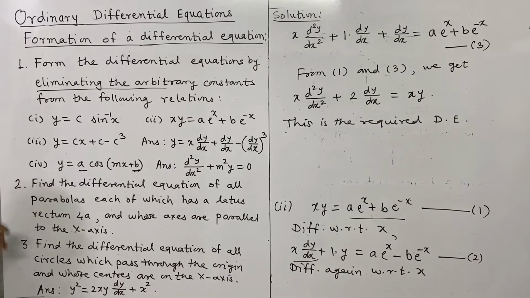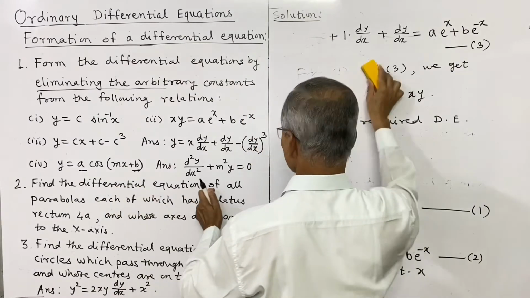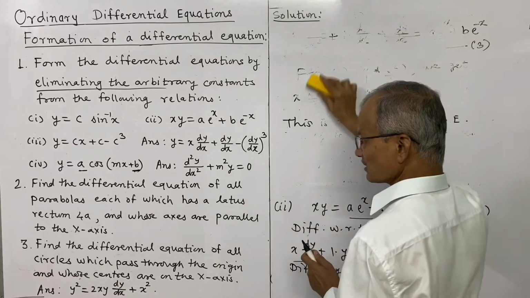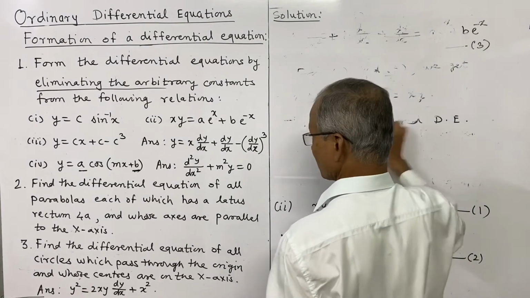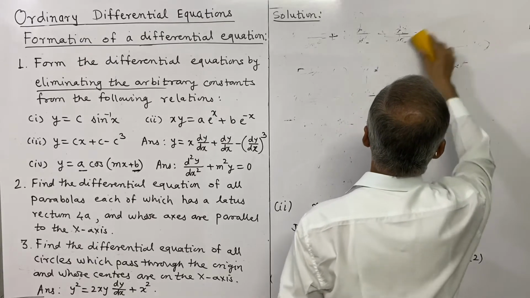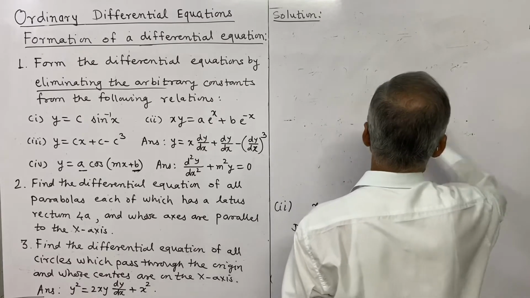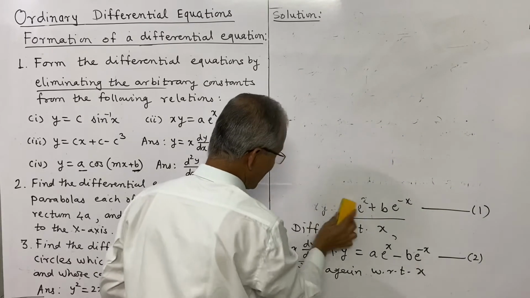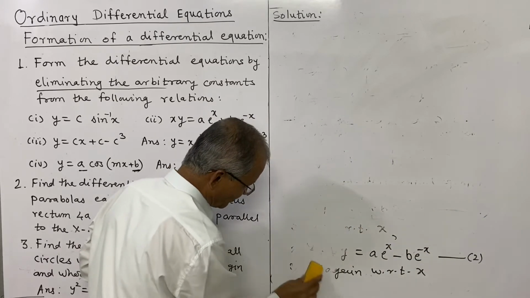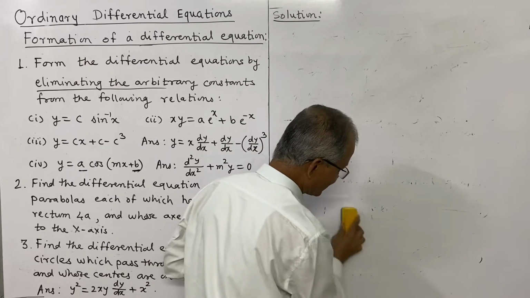Now we will consider the second example. Find the differential equation of all parabolas, each of which has a latus rectum 4a and whose axes are parallel to the x-axis. So that type of parabolas, the differential equation we want to obtain. Now the parabola whose latus rectum is 4a and whose axis is the x-axis and whose vertex is at the origin.